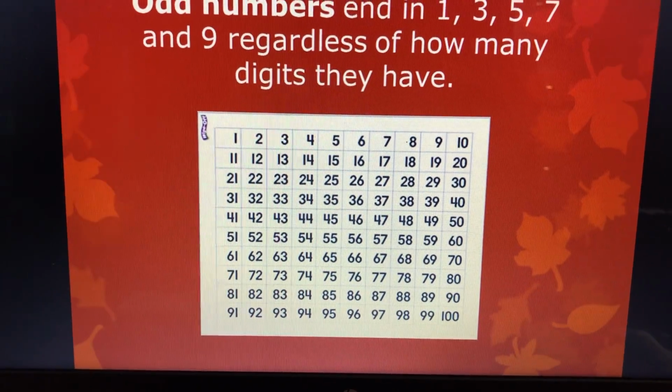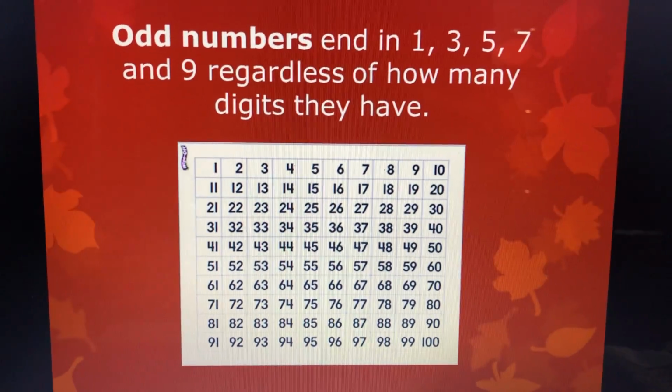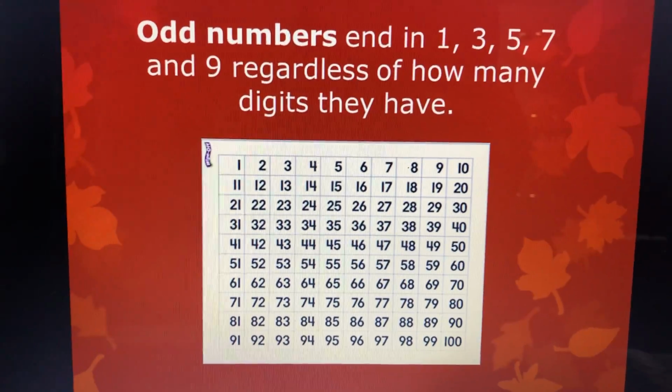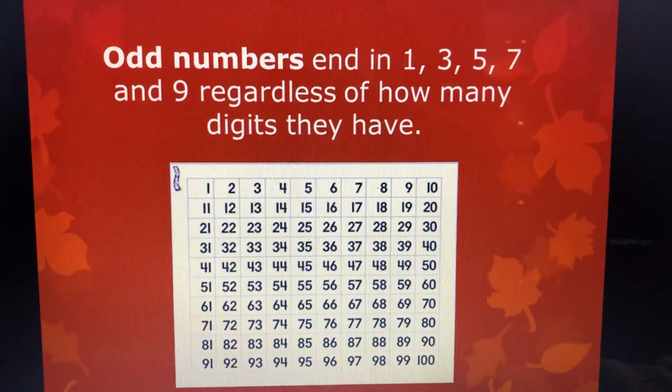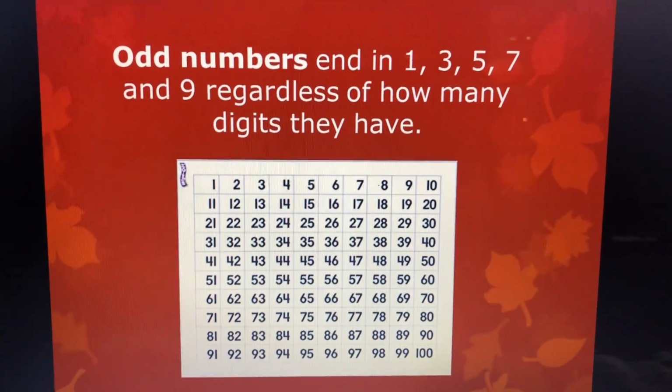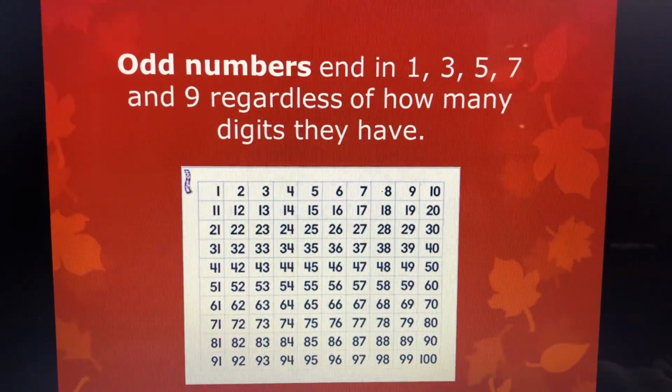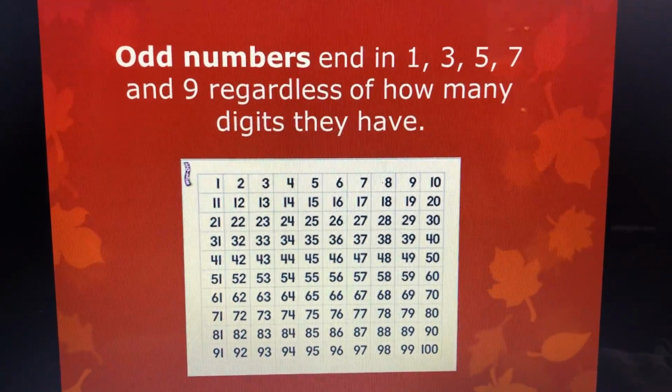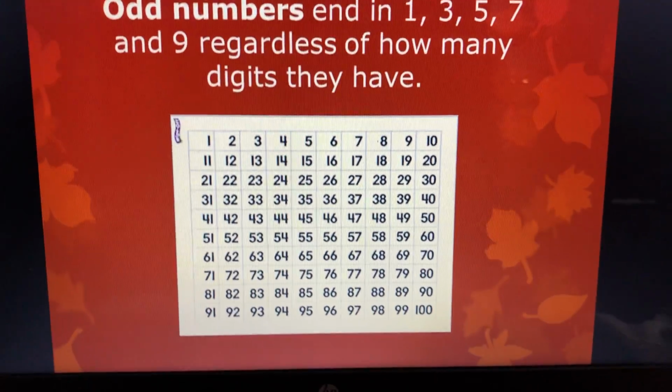If you don't believe me, go and get your counters. Count out these numbers and divide them into two equal groups and see if you don't have some counters left over. So odd numbers end in 1, 3, 5, 7, and 9 regardless of how many digits they have.